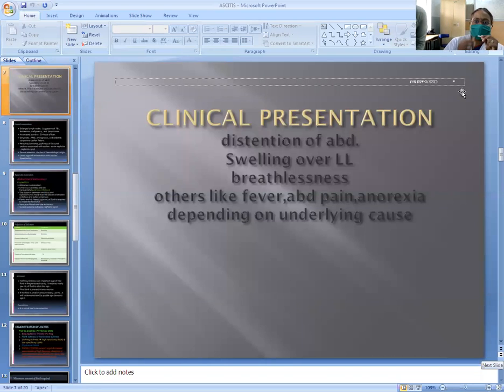In the clinical presentation of patient, as we discussed, the most common presentation is distension of abdomen, gradual distension of abdomen, then swelling of legs, then breathlessness, and others. Others like fever, abdominal pain, anorexia, all these depend on the underlying cause.